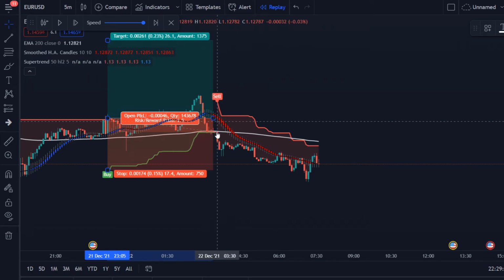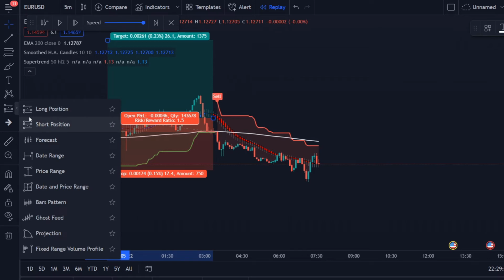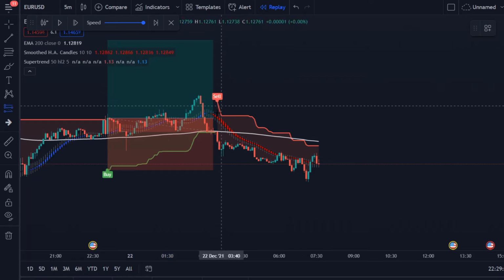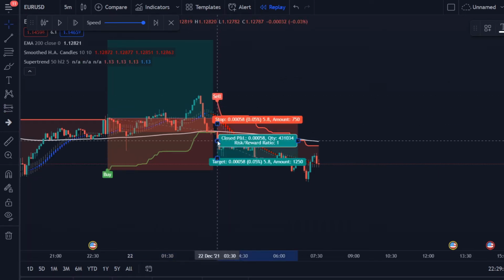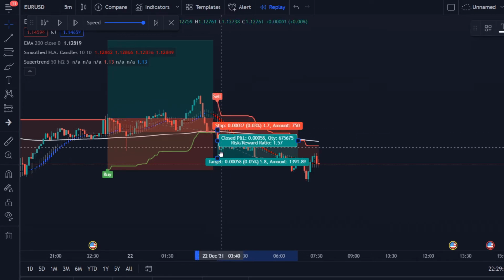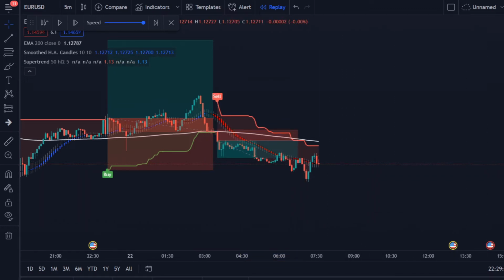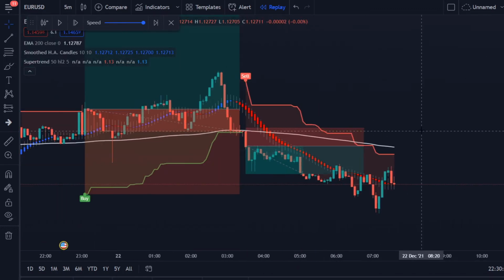The price is below the 200 exponential moving average. We see red smoothed Heikin Ashi candles. We also see a sell signal over here. So we place our trade, let's say the stop loss on top of the 200 exponential moving average, then about here. As you can see, this was a nice winner.